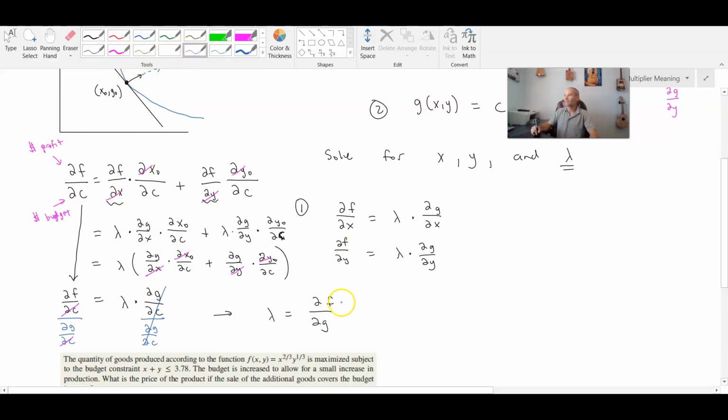the change in profit per unit change in the value of the constraint.